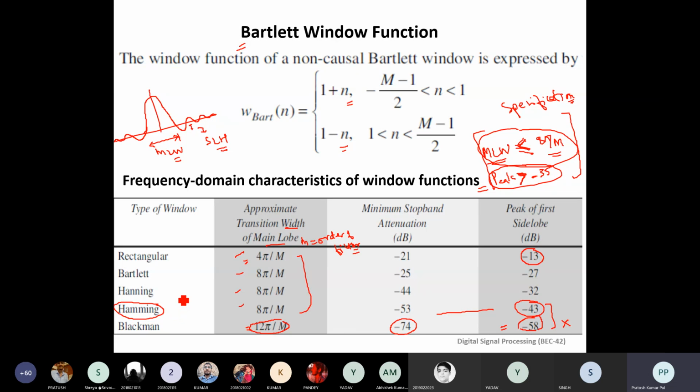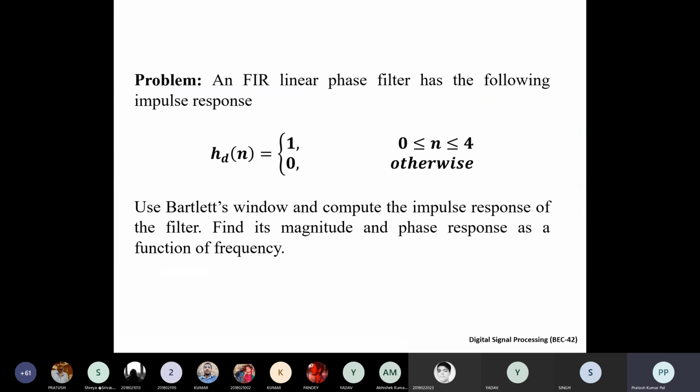So this is how we should decide, if the question does not state which window function we should use to design a particular filter. Based on that, we will see some questions.